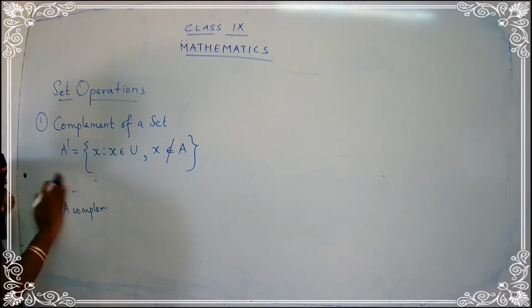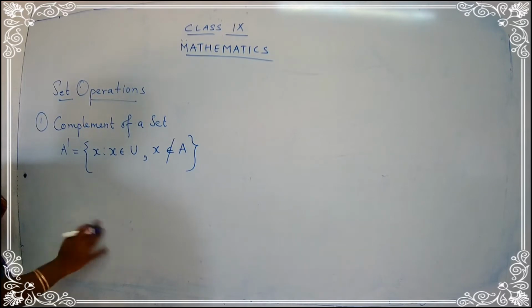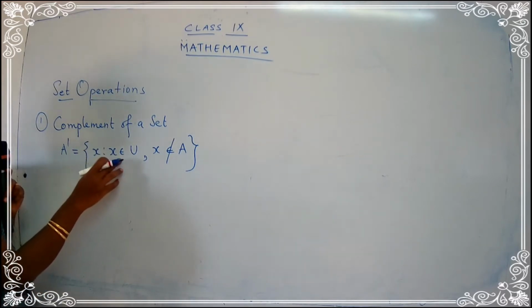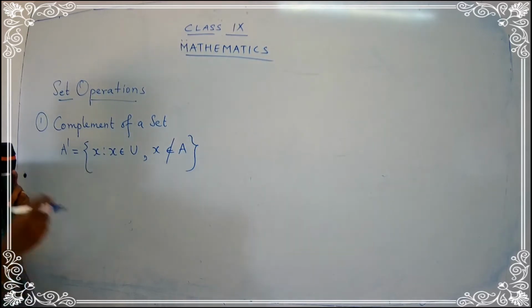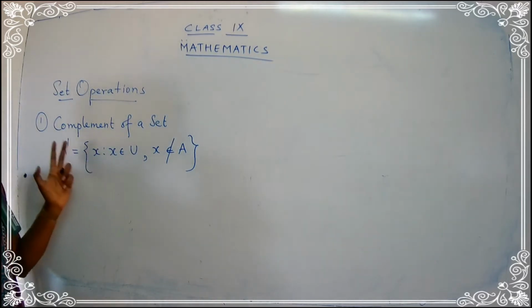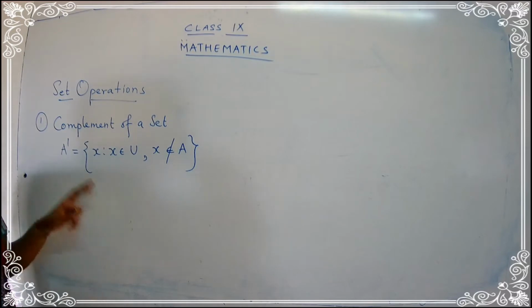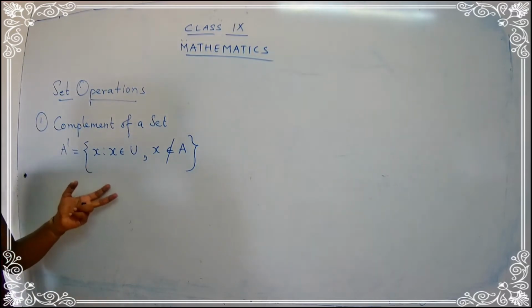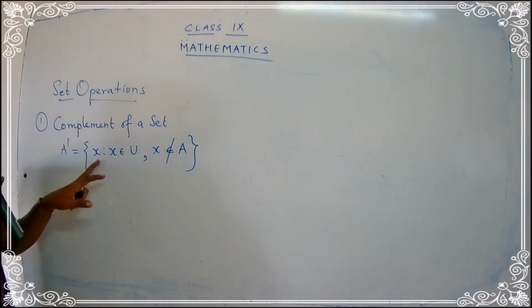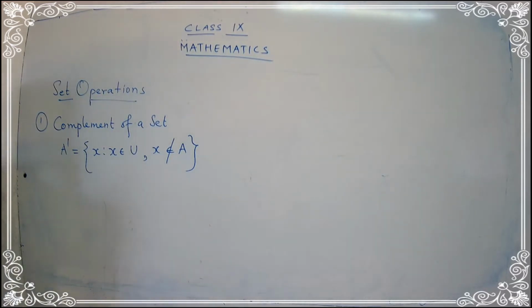So what is that A dash? A dash is equal to x, you write the value for x such that x belonging to U. Now what is this U? U is a universal set that we have already written under the types of sets. So the universal set includes all the members of the sets. If you have sets A and B, the universal set will have a combination of the members of different sets. So x such that x belonging to U, x does not belong to A.